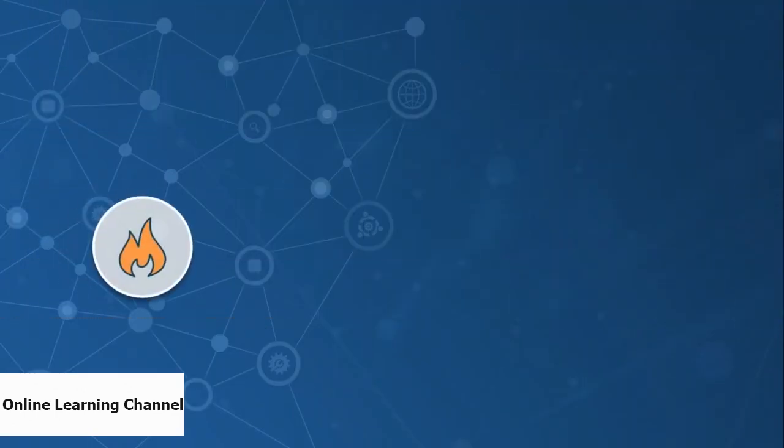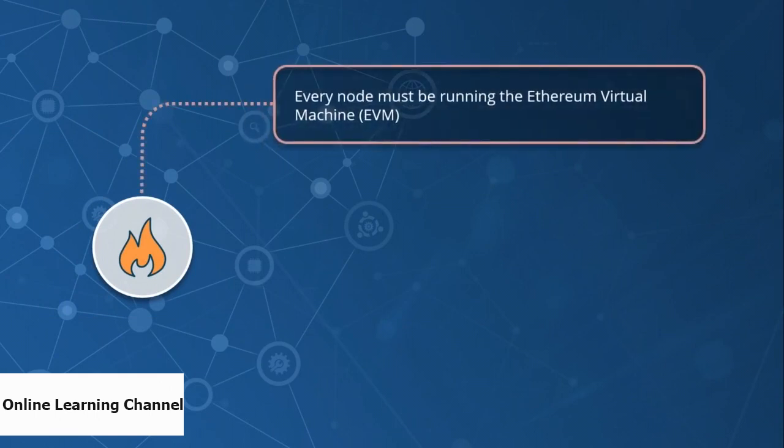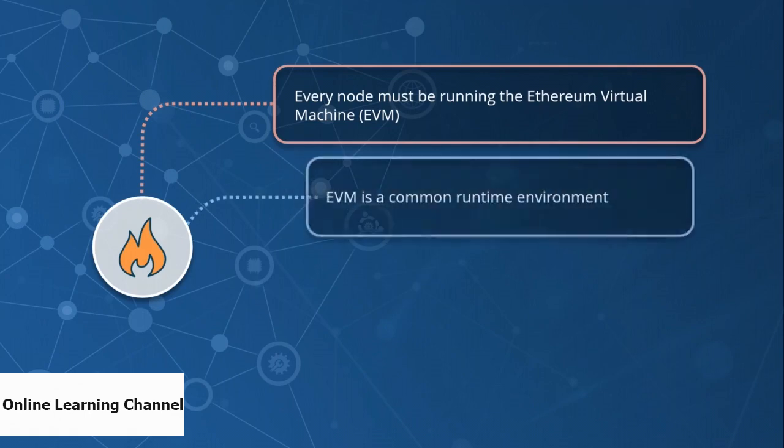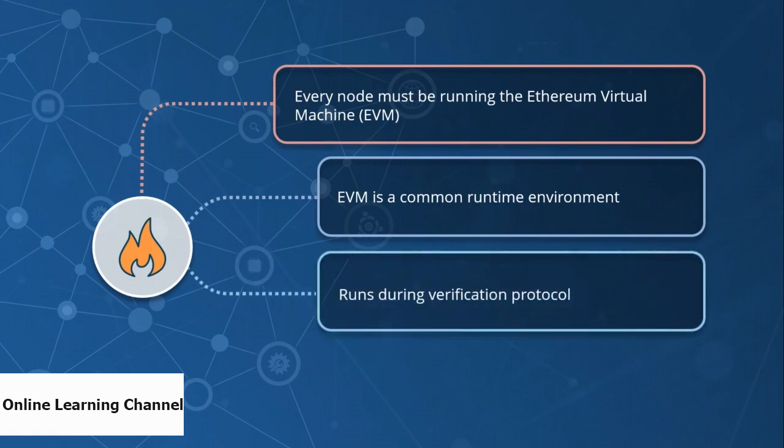Well, the answer to this is the Ethereum virtual machine, and this is something which every node involved in the mining of transactions will need to run. So EVM, as we have discussed previously, is a common runtime environment which is used to execute the smart contract code, and this is something which will also be able to verify transactions.